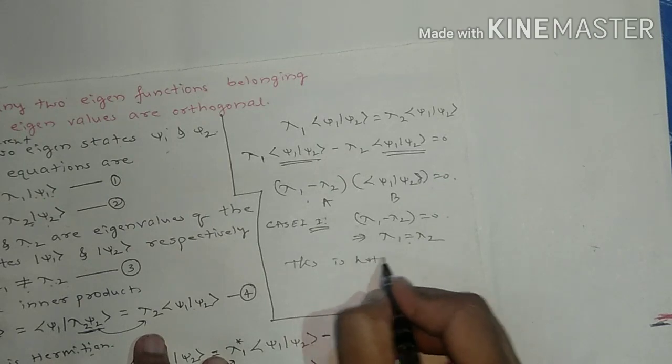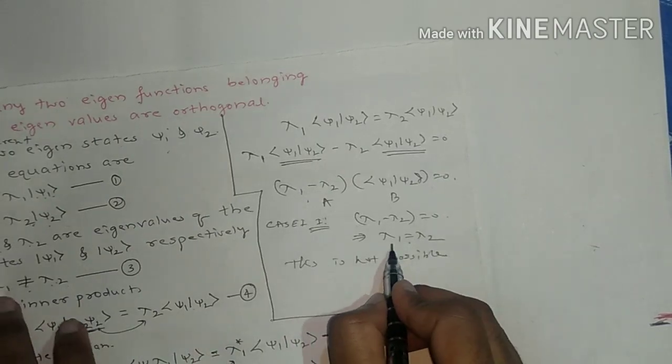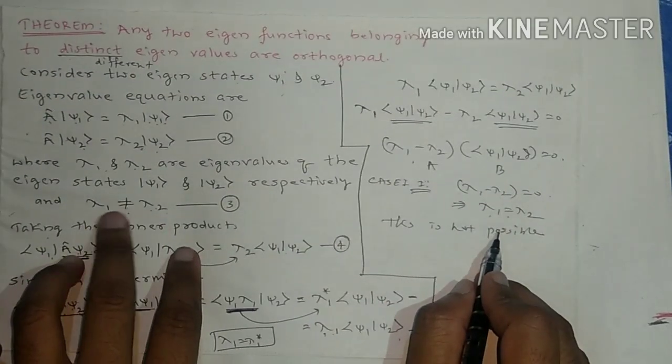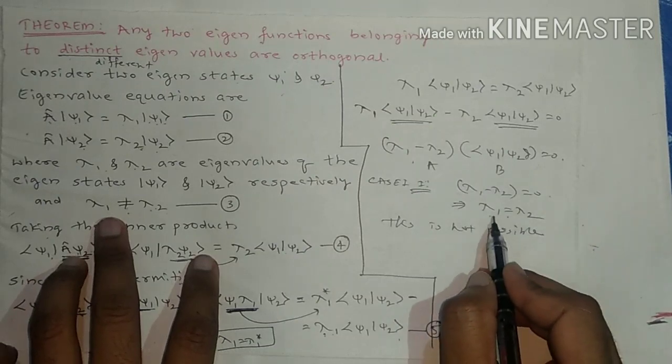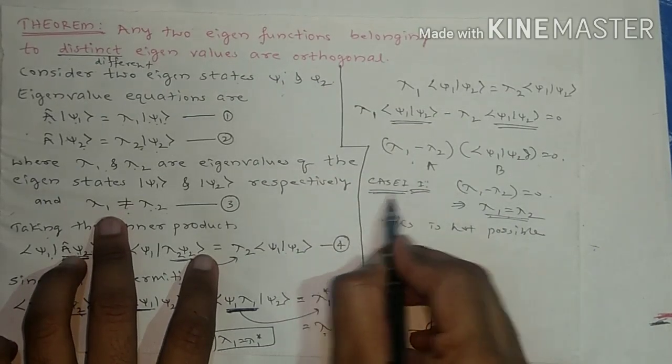This is not possible. The reason is, if you see here, we have considered that lambda 1 is not equal to lambda 2, but here we are getting lambda 1 is equal to lambda 2. Therefore this case is not possible.